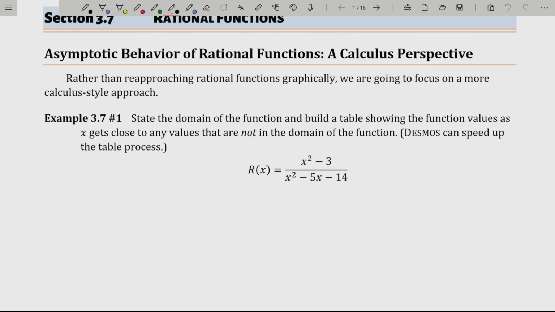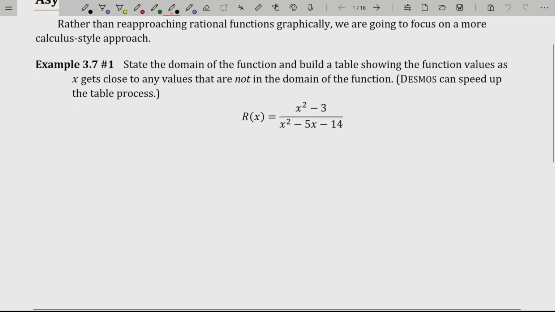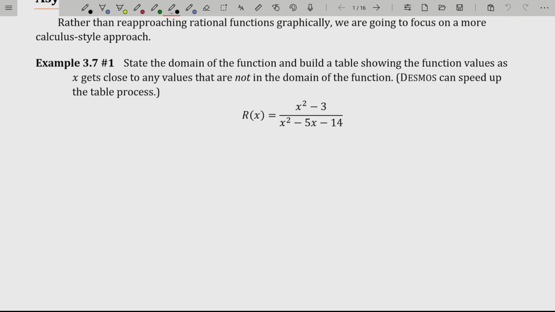So here we go. Let's go ahead and state the domain of this rational function. By the way, I use the letter R for all my rational functions just to kind of make them different than polynomial functions. So let's state the domain of this rational function, and build a table showing the function values as x gets close to any values that are not in the domain. So that's a pretty compound style question.